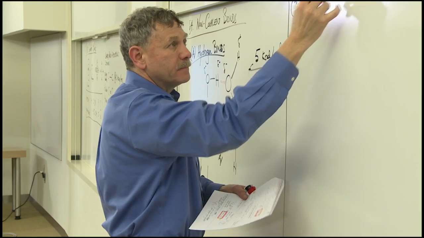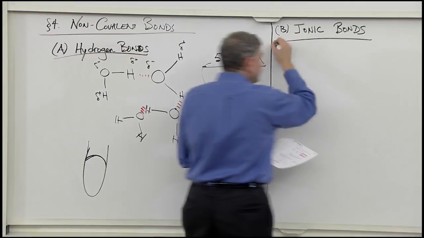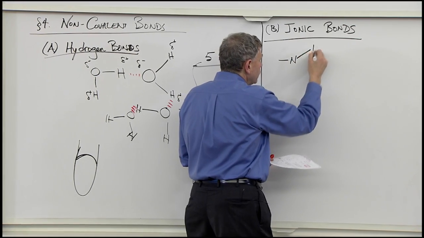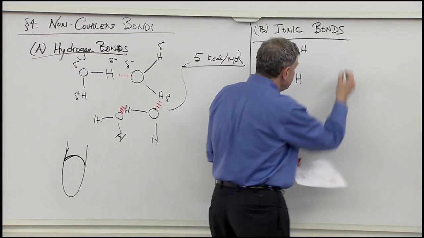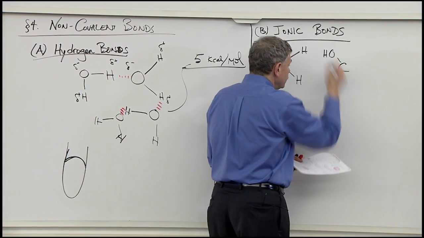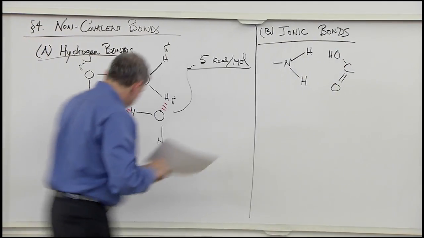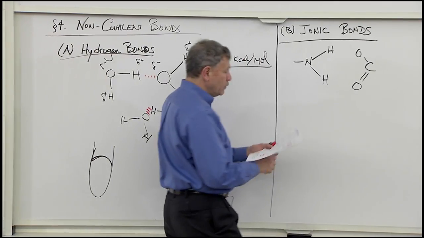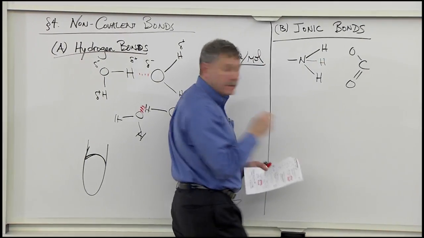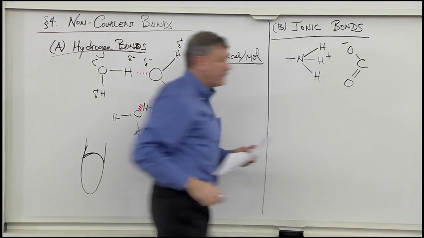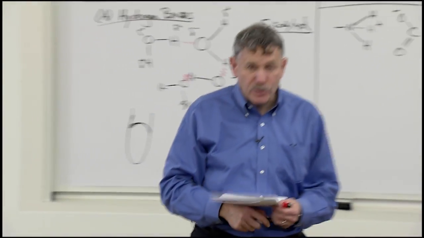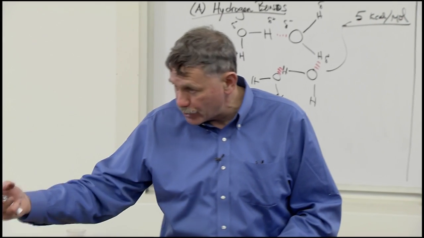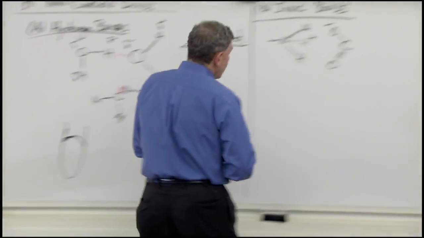Next, we have ionic bonds. Sometimes we have a situation where a hydrogen may come off here and move over here to create a net positive charge here and a net negative charge there. So here, this is no longer the sharing of electrons, but really the exit of a positive charge to create a negative charge in one place and a positive charge in the other place.